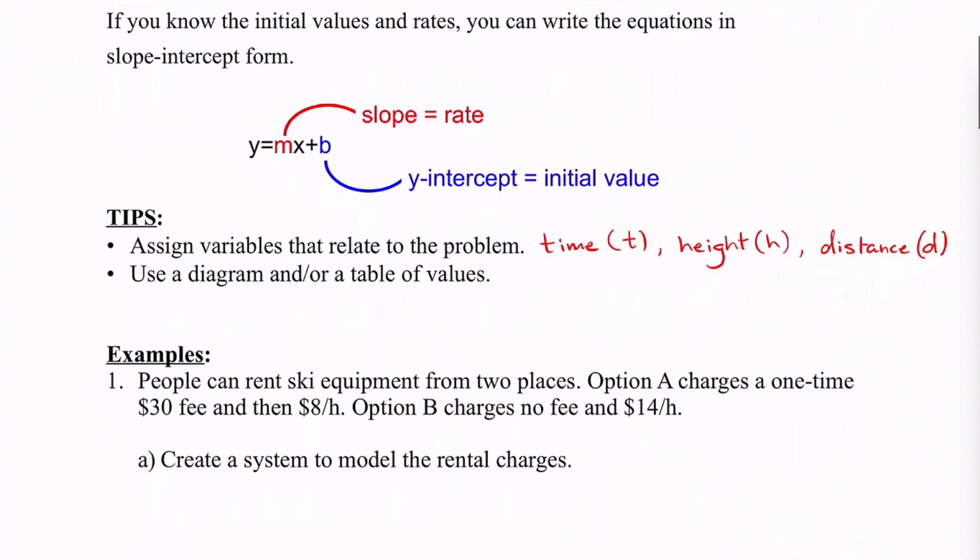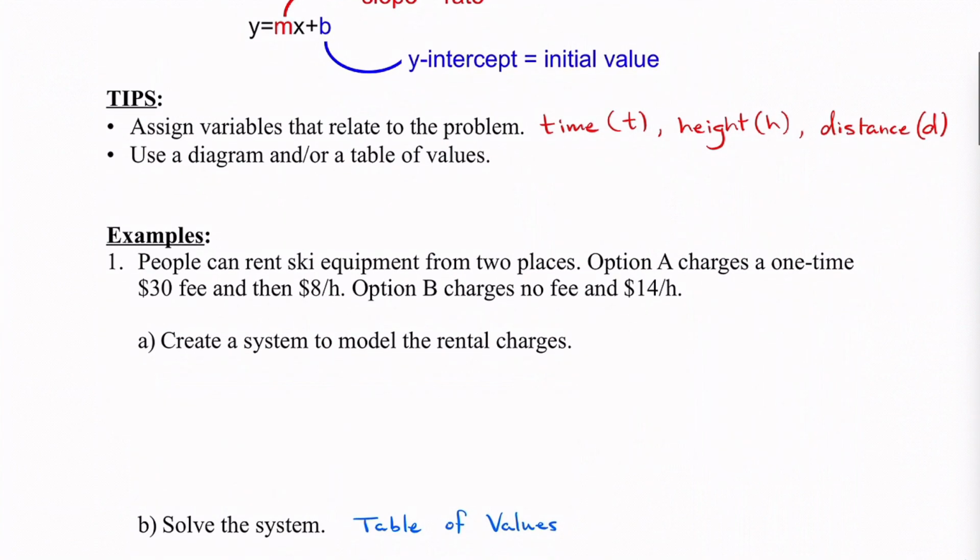Our first example says people can rent ski equipment from two places. Option A charges a one-time $30 fee and then $8 per hour, while option B charges no fee but they charge $14 an hour. So they charge more per hour, but they have no fee. The other guys have an instant $30 fee.